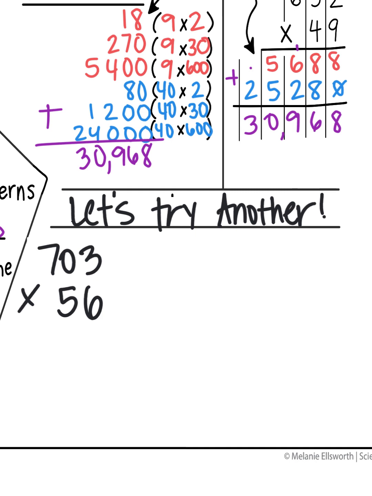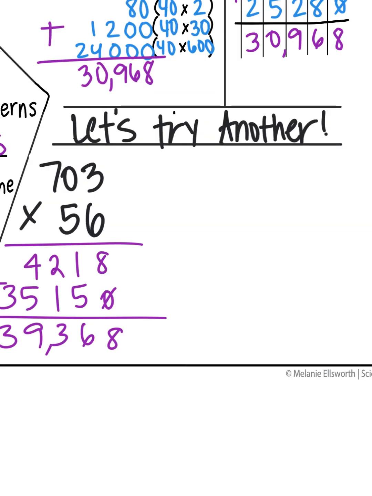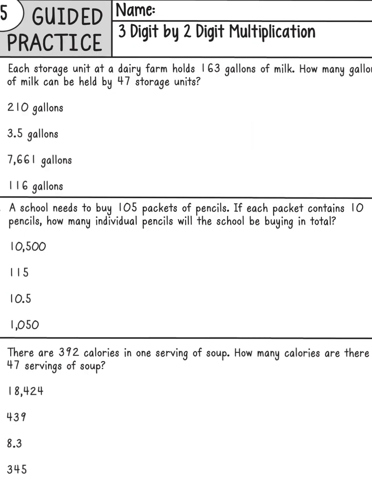So you have 703 times 56. This time I'm going to let you do it on your own, and then we're going to check it. So you work that. All right, here is your answer. It is 39,368. Turn the page, please. Wait, what's the answer again?